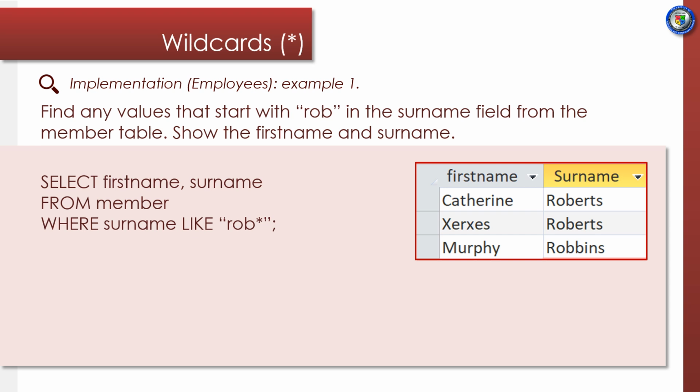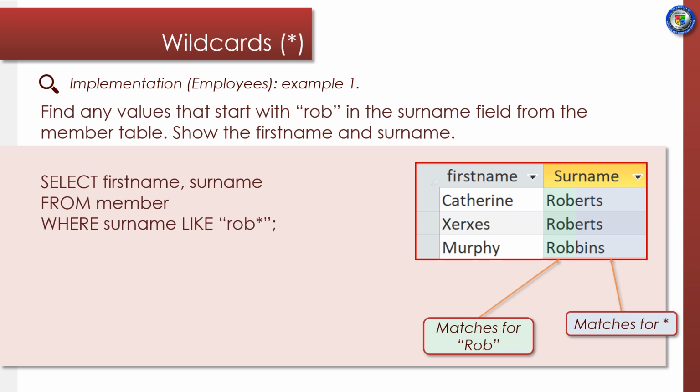We see our first name and surname. We see our matches for Rob. All of these surnames start with Rob. And we see our matches for the asterisk, which gives us 0, 1 or multiple characters after Rob.